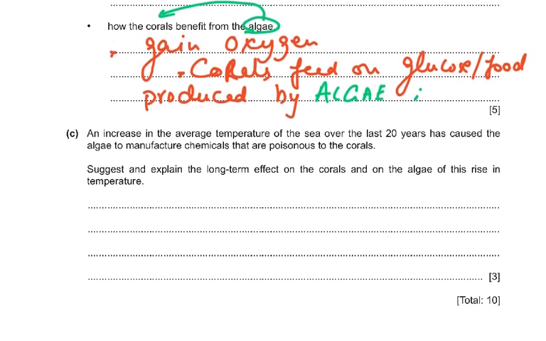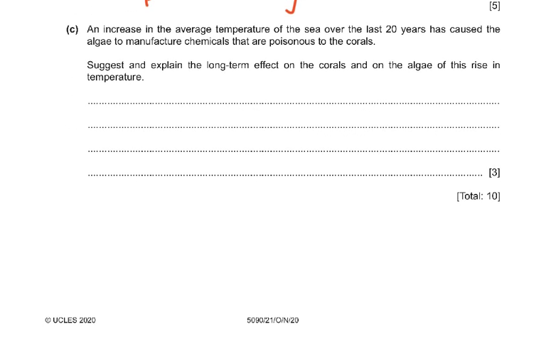Coming to the sea part of the question now, an increase in the average temperature of the sea over the last 20 years has caused the algae to manufacture chemicals that are poisonous to the corals. So the algae, which was living inside the corals, would of course not manufacture chemicals that are poisonous to the corals. Suggest and explain. I always say suggest is the difficult one. The long-term effect on the corals and on the algae of this rise in temperature. Naturally, everything's going to die.